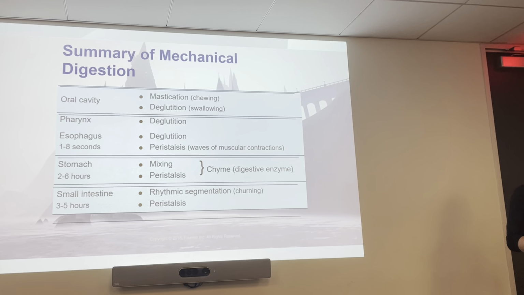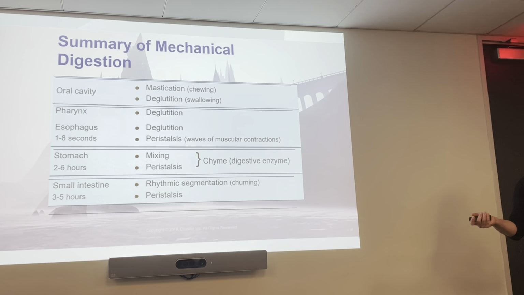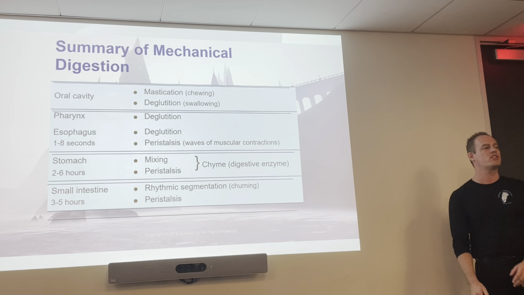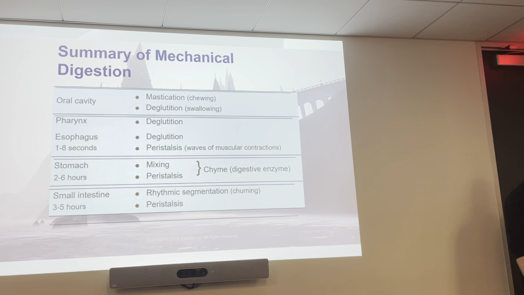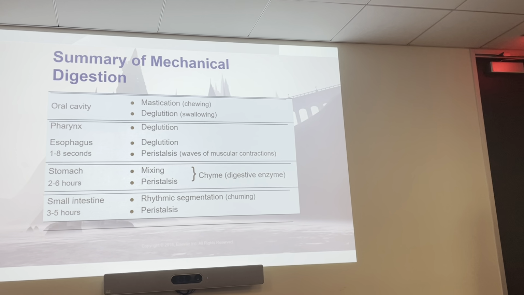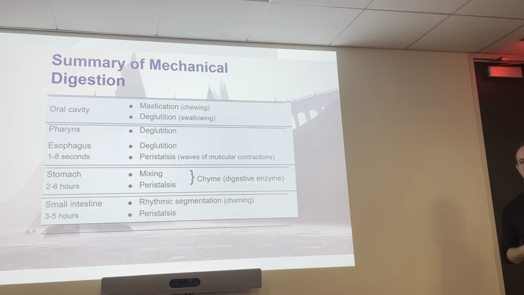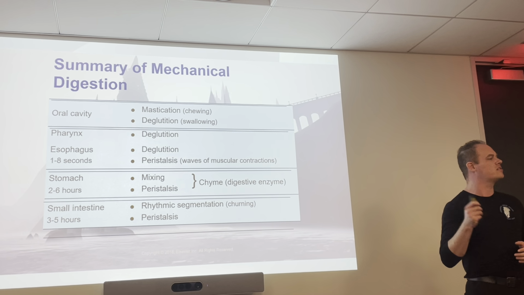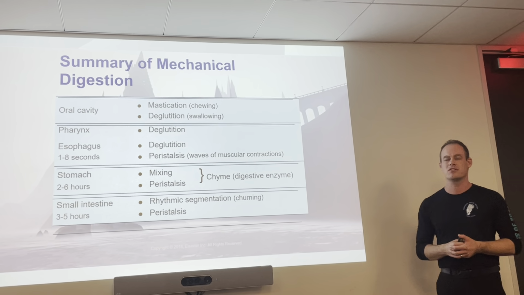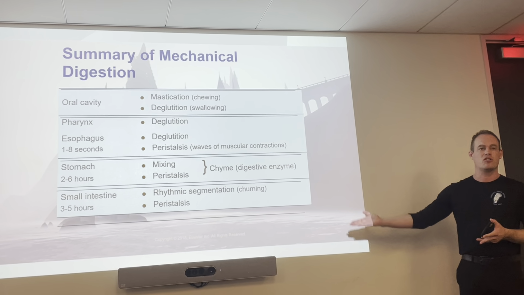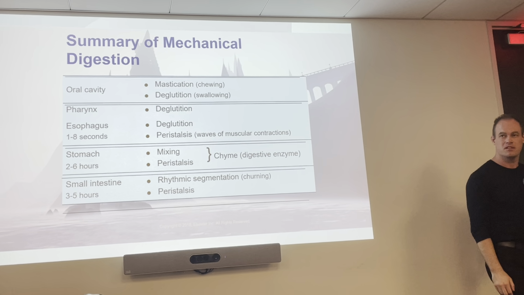And then, once again, this is all mechanical digestion taking place. That last portion of mechanical digestion takes place in the small intestine. That's going to be 3 to 5 hours. And that is done via rhythmic segmentation, also known as churning, and continued peristalsis. Really great chart here, guys. Has your timings on there. Do know the timings. Know that this is all mechanical digestion, and this is how each of those mechanical processes are taking place.